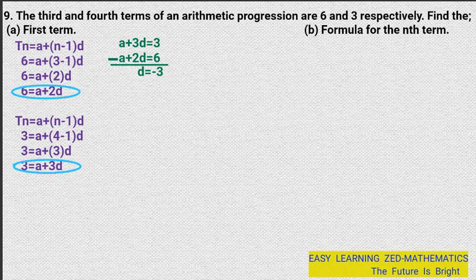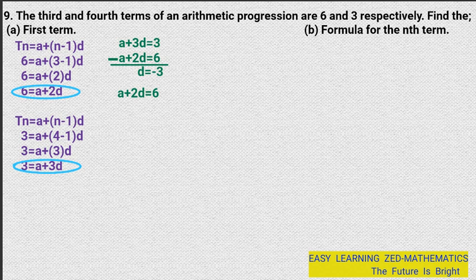Is negative 3. Now once we've done that, we need to solve for a, which is the first term. Okay, remember this is the first term because a stands for the first term. So what we're going to do is get one equation. I'm going to get the equation which is down, which is a plus 2d is equal to 6. You can pick any. Both of them will give you the same answer. Okay, so a plus 2d is equal to 6.